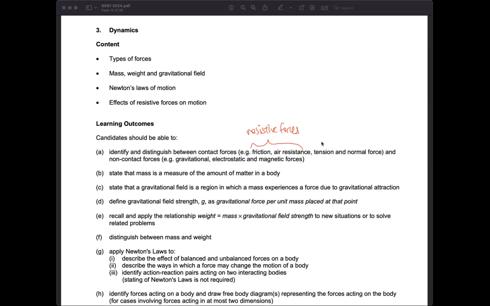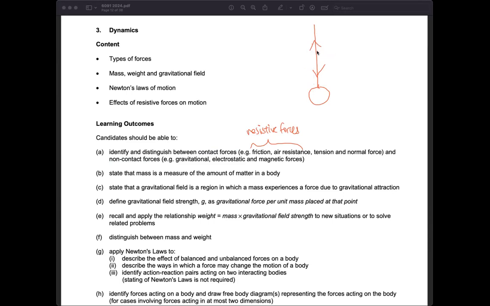Okay, tension. So for example, what is a tension? Okay, I'll give an example. If I hang a ball on a string, okay, there is a tension. The ball is pulling the wire down. There is a tension on the wire. Okay, so this is a tension force.